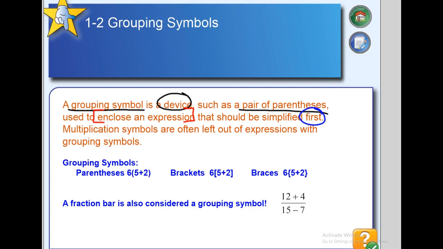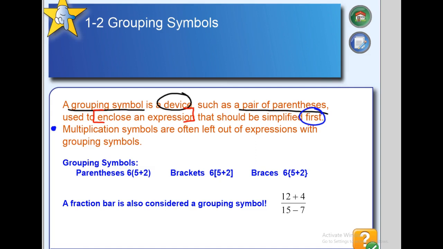Now, the other thing we've got to realize is that multiplication symbols are often left out of expressions with grouping symbols. A lot of times, we don't use 6 times 3 very much anymore in algebra. Why? That multiplication symbol, that x, looks a lot like a variable x, so we don't get confused like that. So we don't really use multiplication symbols.